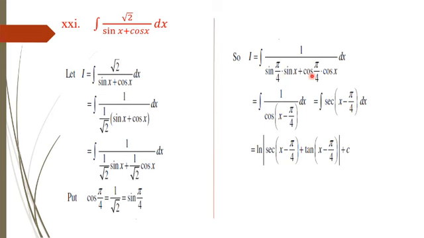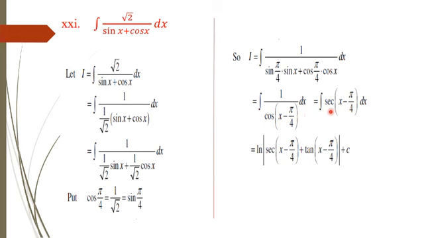So according to the fundamental law of trigonometry, we have the formula cos x minus pi by 4 in the denominator, and 1 over cos x minus pi by 4 means integration of secant x minus pi by 4. Why? Because we know that 1 over cos x is equal to secant x, and 1 over cos x minus pi by 4 means integration of secant x minus pi by 4.